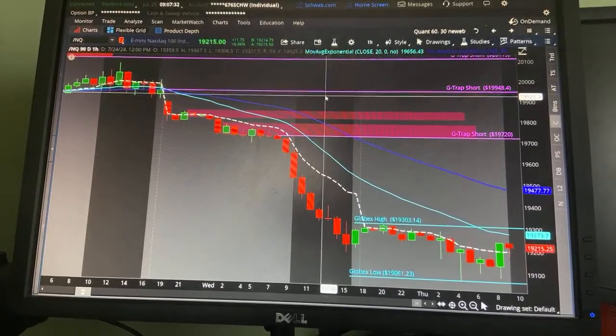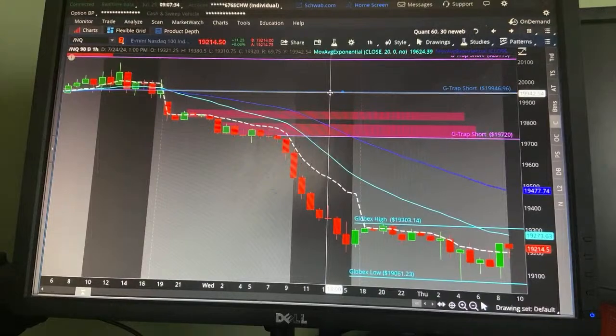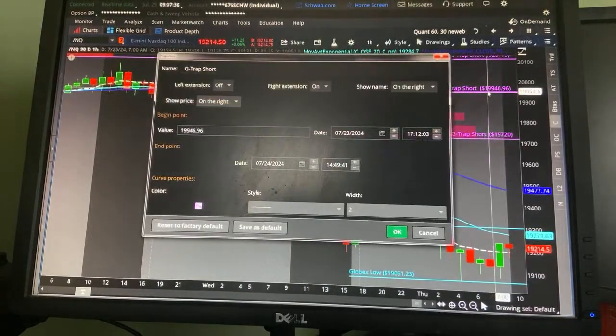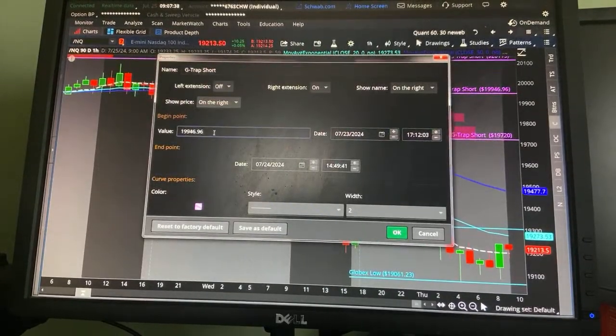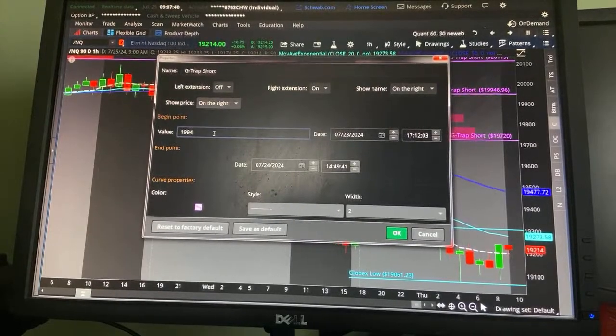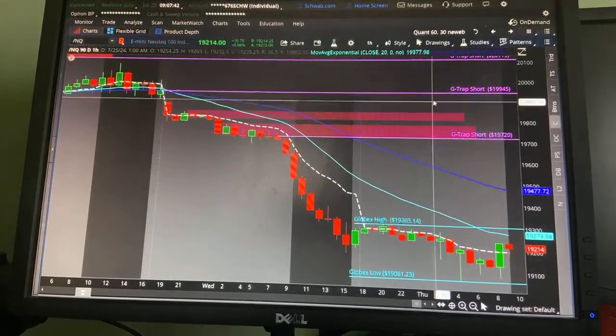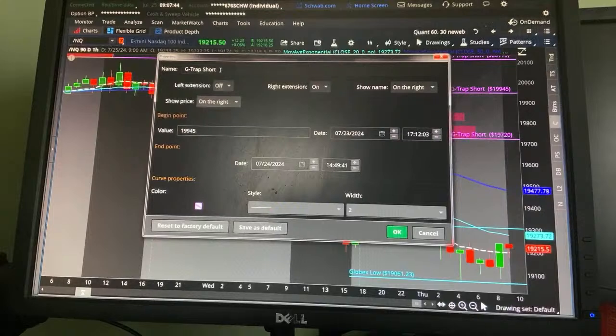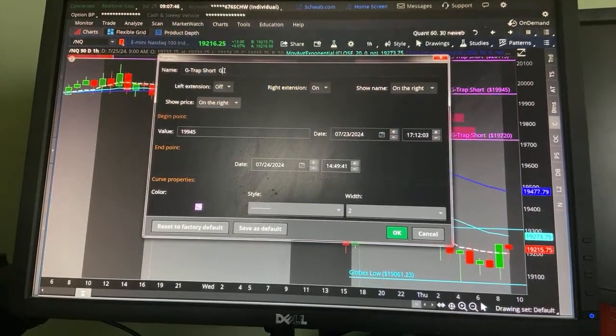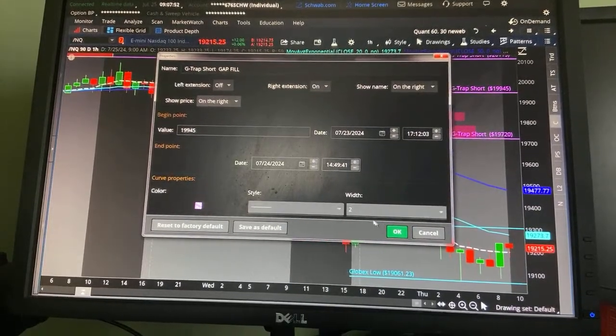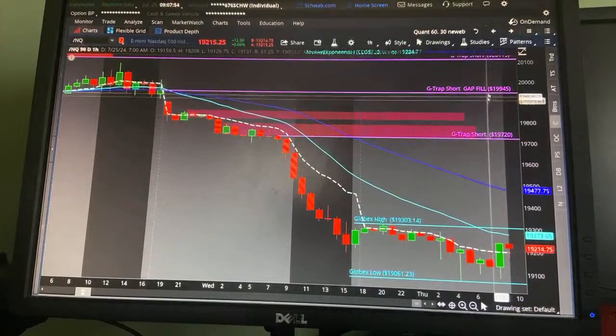S&P. I'm going to pin that gap fill up here, even more importantly right here. Okay, so it's going to be that gap fill here, call it 19,945-ish. And let me make a note of that. G-trap short, yes, but gap unfilled. It's unfilled, but this could be a potential gap fill up here if this market takes a relief rally today.